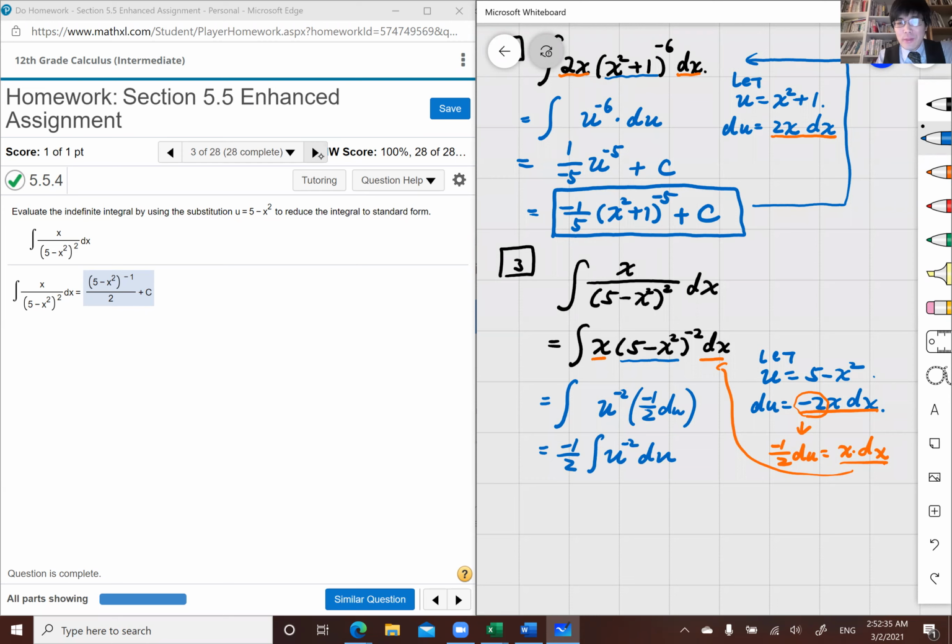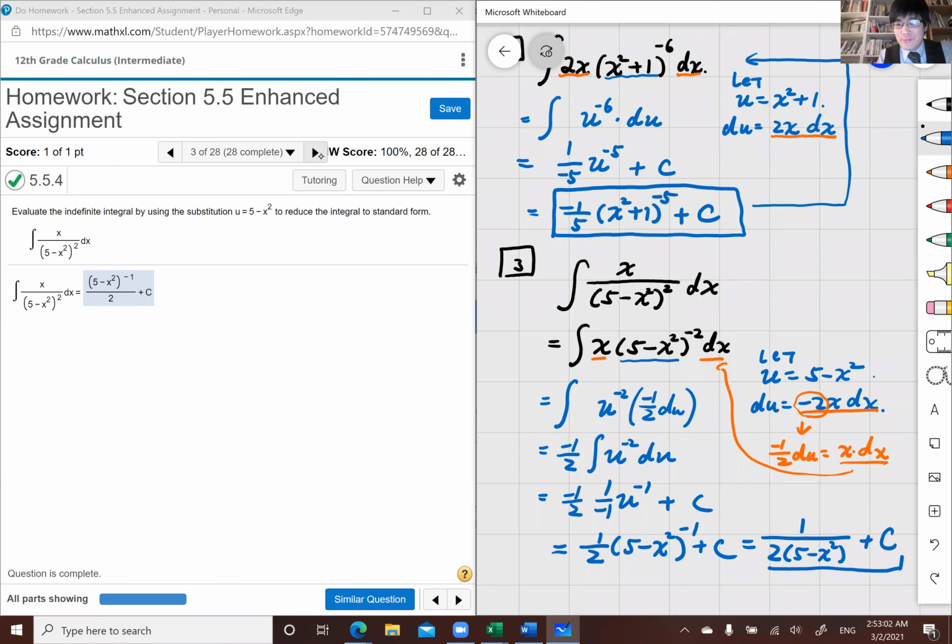And you can use the power rule to integrate this. So raise the power by 1 and divide it by its reciprocal. So that's going to be 1/2 times (5 minus x squared) to the power of negative 1 plus c, which is the same thing as 1 over 2 times (5 minus x squared) plus c as well.